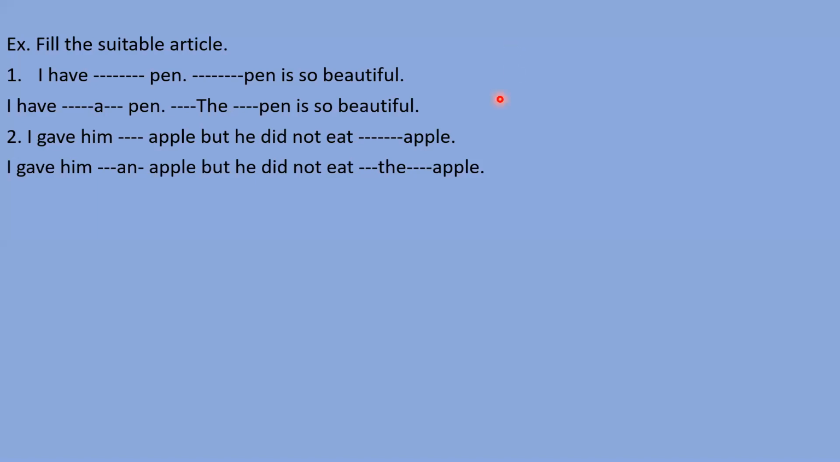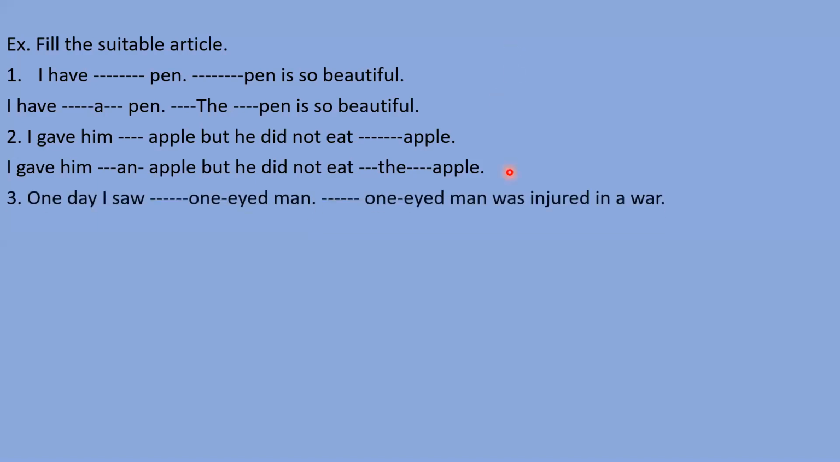Okay, come to the next sentence. One day I saw one-eyed man. One-eyed man was injured in a war. So which articles will come? Please tell me. I want to give a chance to everyone. So let me see who is next. Bhumika, I think Bhumika is there. Bhumika, please unmute yourself and try to give me the answer.